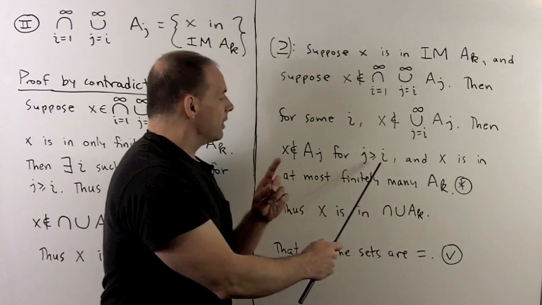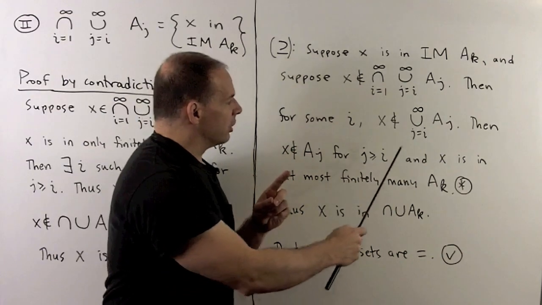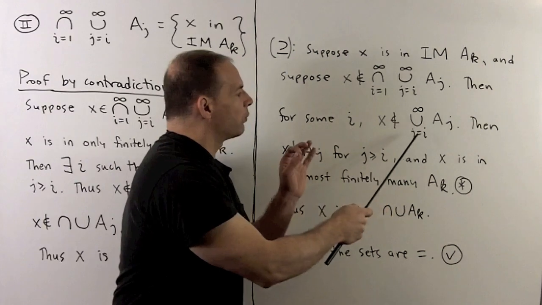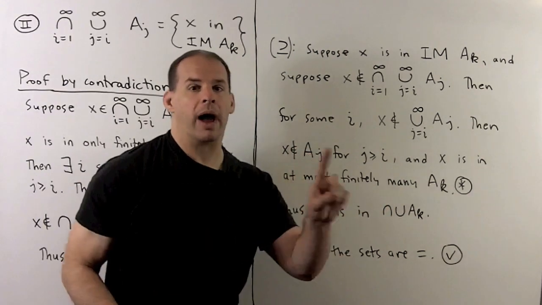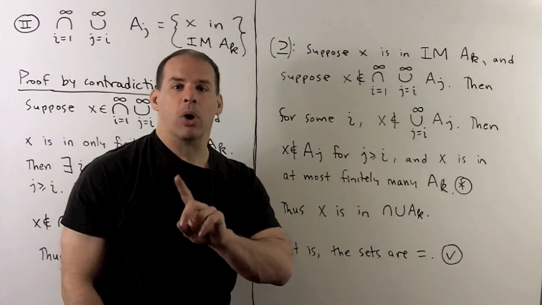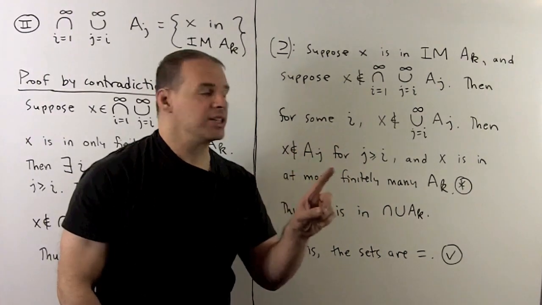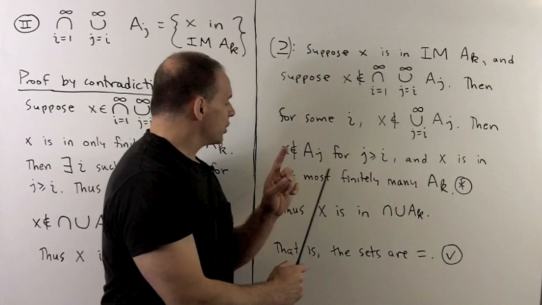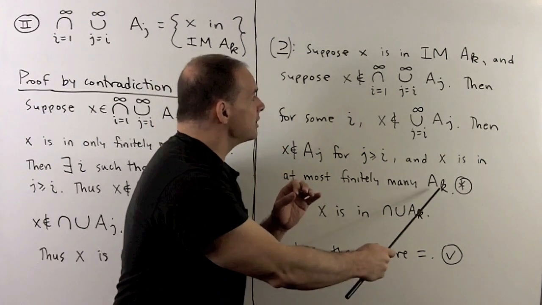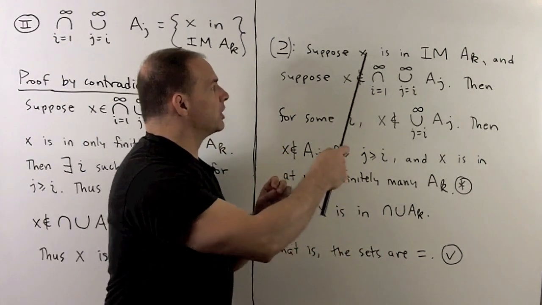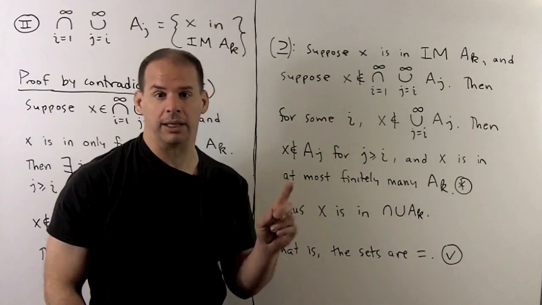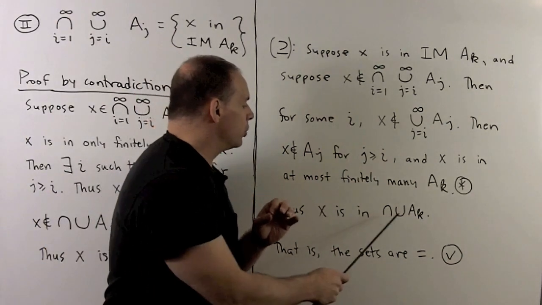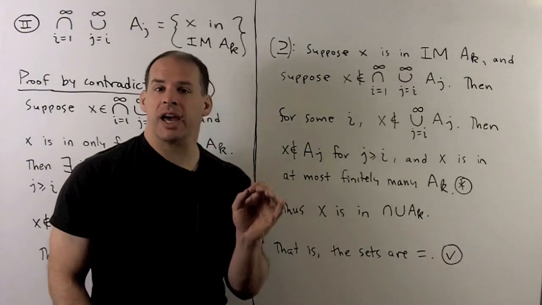Now, that's just saying, if you take a look at what we're doing here, x is not going to be in the a sub j's for the j's that start at I and go out. So that means we're in at most finitely many of the a sub j's, the ones that go from 1 to I minus 1. So we're in only finitely many of these, and that's going to be a contradiction to our assumption that x is in infinitely many. Now, that means we have our other inclusion, so that means our two sets are equal.